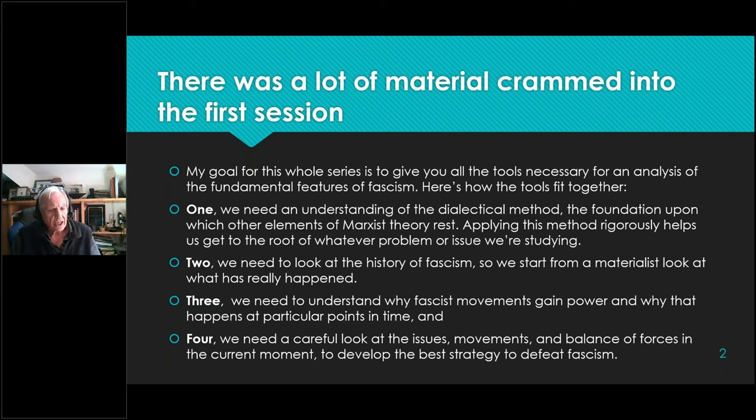Second, we need to look at the history of fascism. So we start from a materialist understanding of what has really happened, not various delusions or illusions or emotional reactions, but the reality of what it has been. Three, we need to understand, partly by looking at history and partly, as an extension of historical materialism, to try and understand why fascist movements gain power and why that happens at a particular point in time.